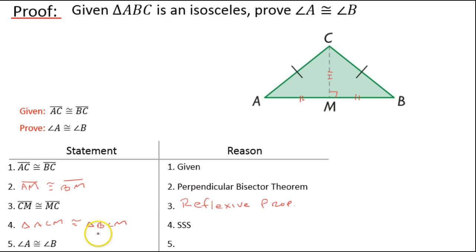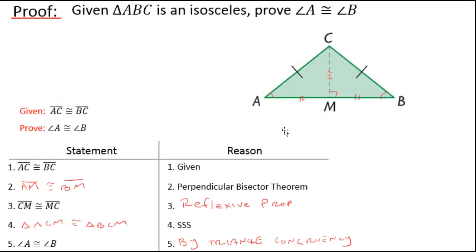So let's go ahead and write our final congruency down. We have angle A. This angle has to be congruent to angle B. And I'm going to write by triangle congruency. Or you can also write corresponding parts of congruent triangles are congruent. Either one is good. So this would be more by definition.